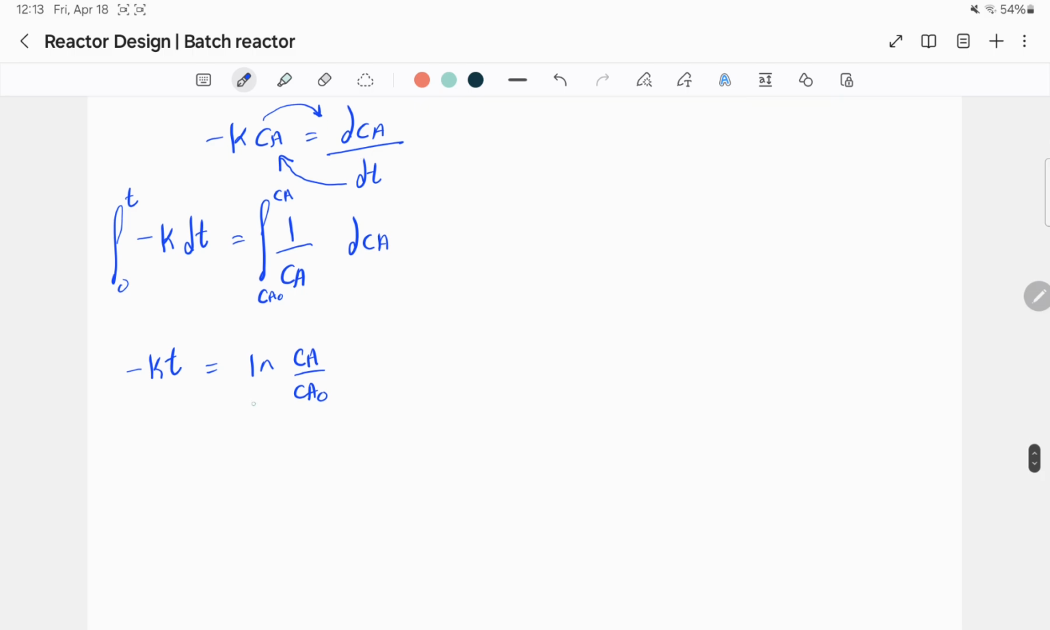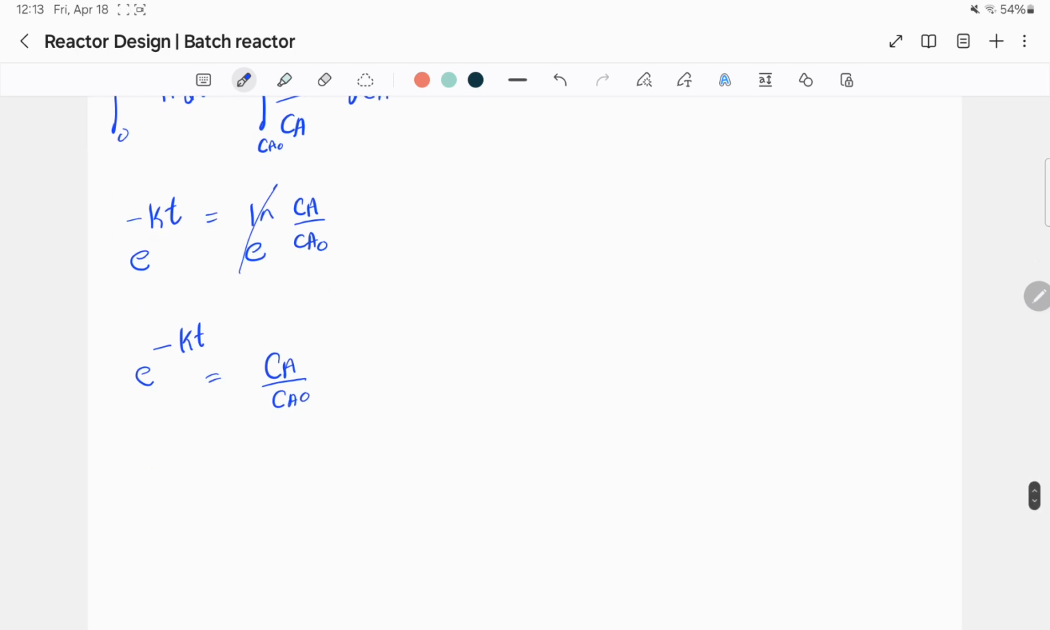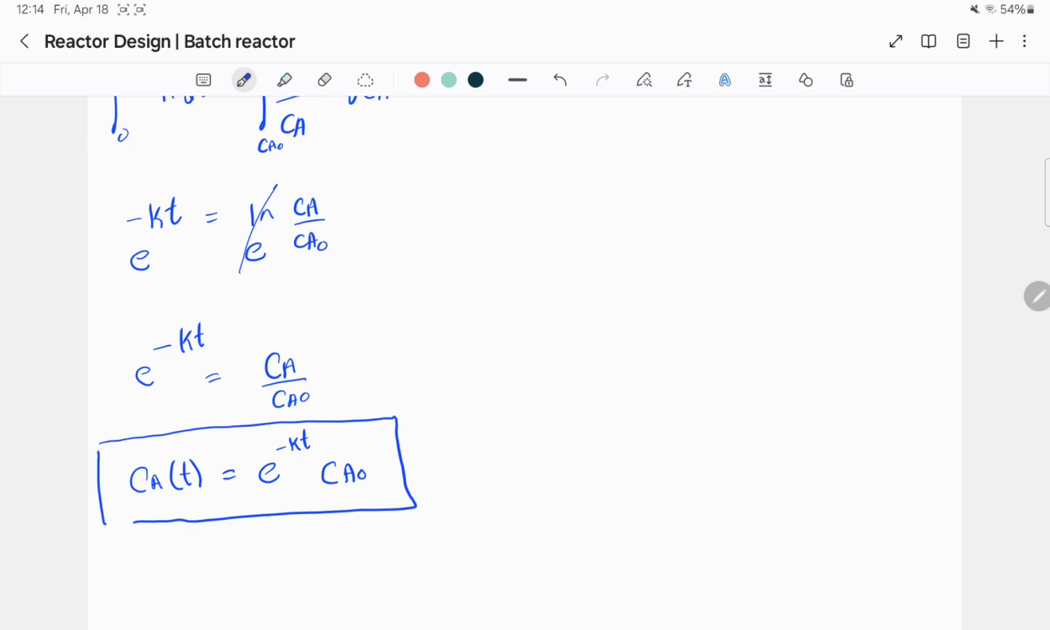In order to get rid of the ln, you'll put both sides to the power of e. This is gone, so you'll be left with e to the power of negative KT equals CA over CA naught. If you rearrange it, you'll end up with concentration of A as a function of time equals e to the power of negative KT times the initial concentration. And that is your final equation. You can use it to find any concentration at any moment of time.